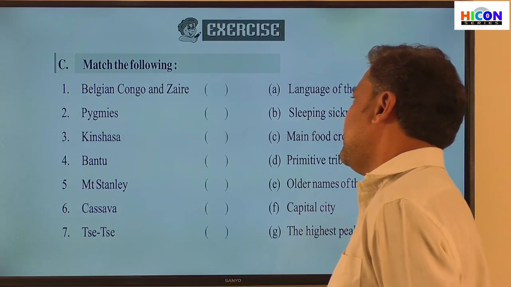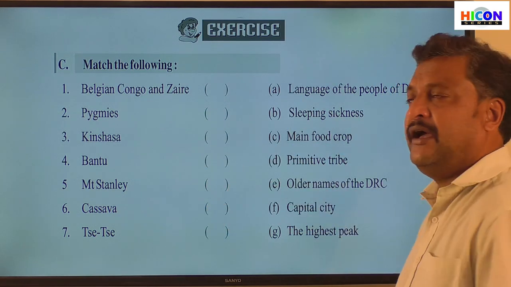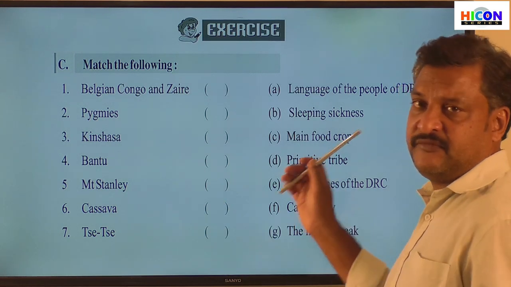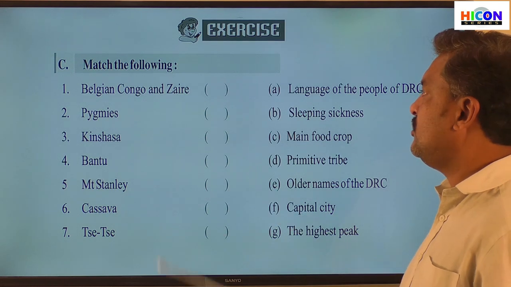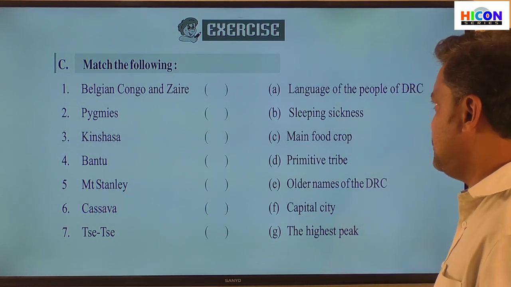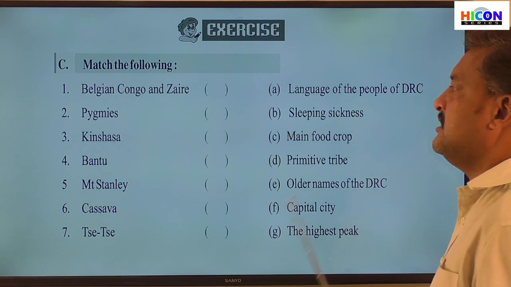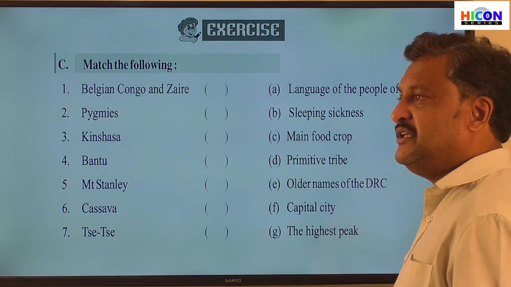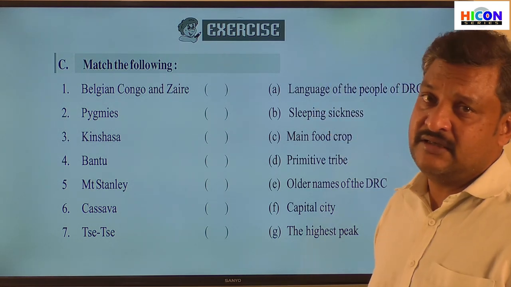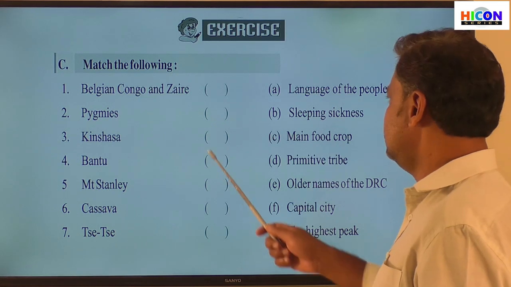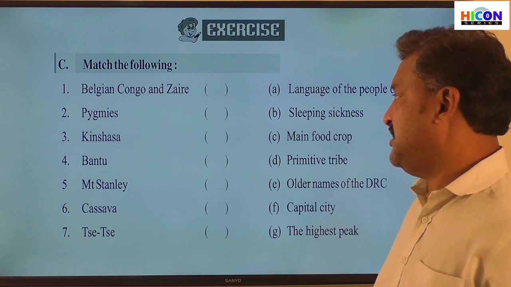Further, match the following. So we have a group A and a group B, and what we need to do now is match them, right? So the first one is Belgian Congo and Zaire. Belgian Congo and Zaire are the older names of DRC, isn't it? Until 1960, they were known as Belgian Congo, and until 1996, they were known as Zaire. So one is E, older names of DRC.